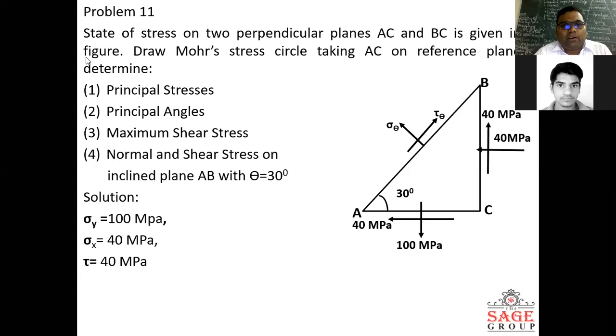The state of stress of two perpendicular planes AC and BC is given in the figure. Draw the Mohr stress circle taking AC as a reference plane. Determine principal stresses, principal plane, maximum shear stress, normal and shear stress on inclined plane AB with angle theta 30 degrees given.